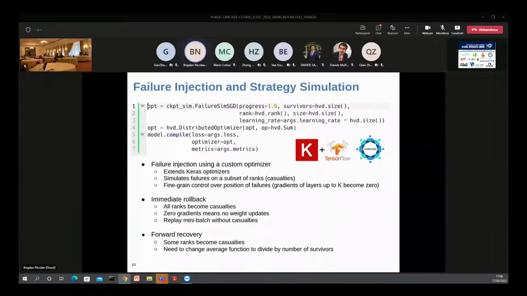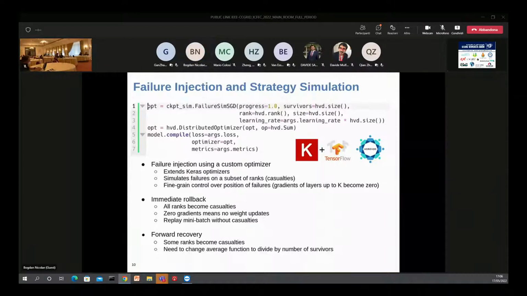We don't actually kill any workers. What we do is, when we reach the point during the backward pass when a failure is desired to be simulated, we simply fill the gradients with zeros from that moment on, which means that there will be no weight updates, right? The values will remain the same, and this is similar to a failure that keeps the model in an inconsistent state.